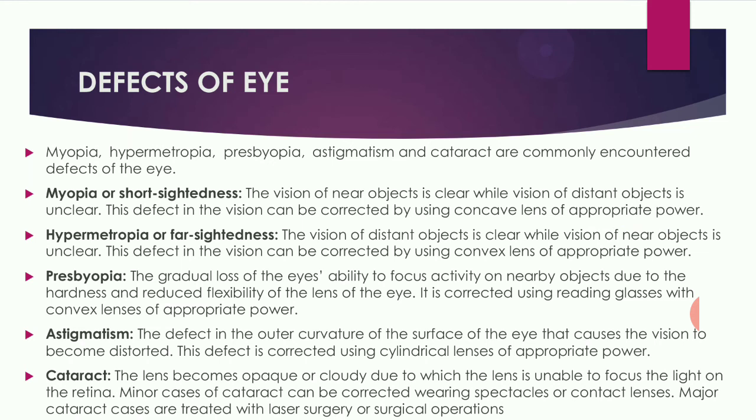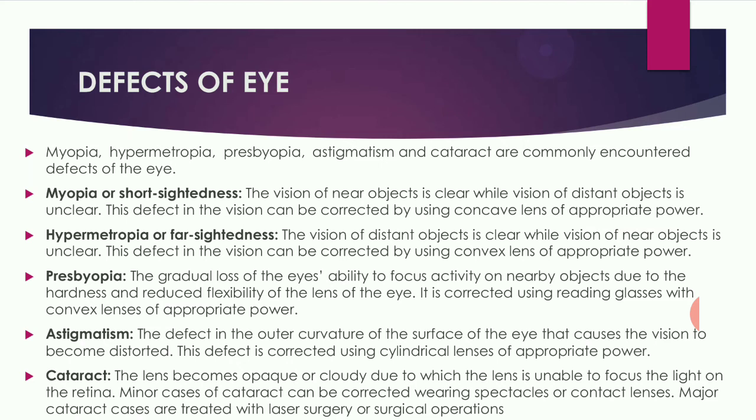So myopia is nothing but short-sightedness. It is a defect of an eye in which the vision of the nearer object is clear, but the people who are suffering from myopia cannot see the far object. This defect can be corrected by using a concave lens.